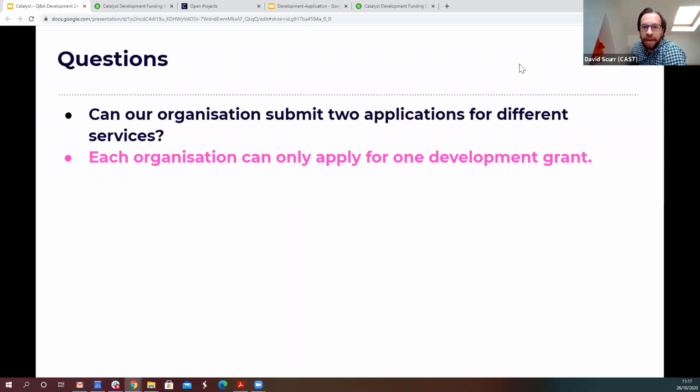So if you have a couple of very different services that went through either Discovery or Explore program, we would have to ask you to choose one. If you can't join them up in your one application because they're looking at different challenges and different solutions, we would have to ask you to choose one of those services that you want to include in the development funding application process.